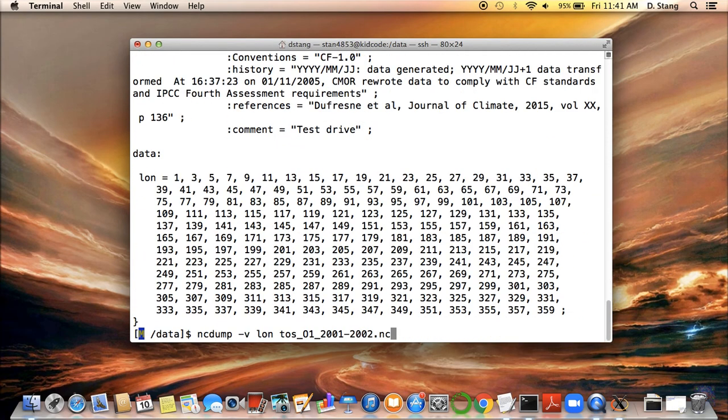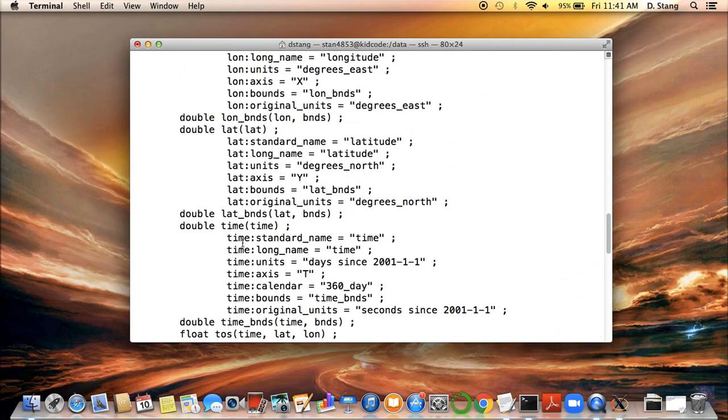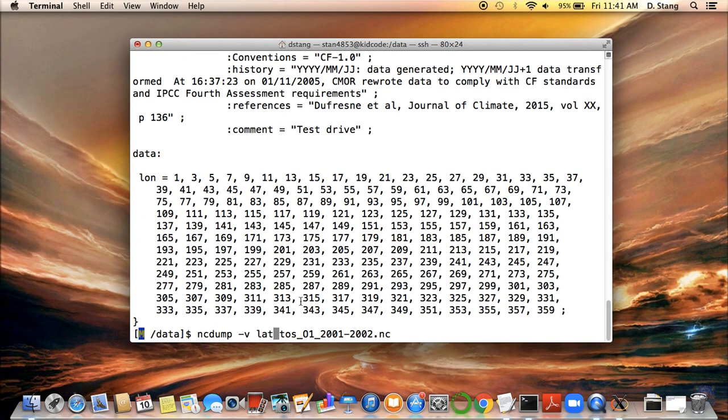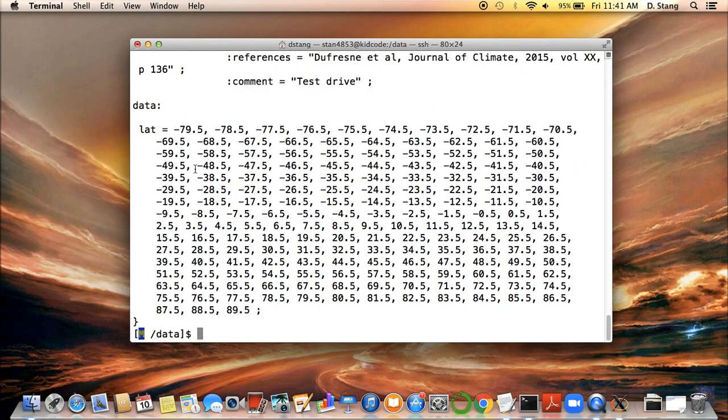Then I can repeat the same command, except for the lat variable. Instead of lon, I'll put lat, which again corresponds to what I just highlighted up here. When I run that, you see it prints out a whole bunch of latitudes, again in degrees north. By convention, negative values are in the southern hemisphere. So negative 79.5 is in fact 79.5 degrees south, and negative 77.5 is 77.5 degrees south. Towards the tail end, we have 88.5, that's 88.5 north, and 46.5, that is 46.5 north.